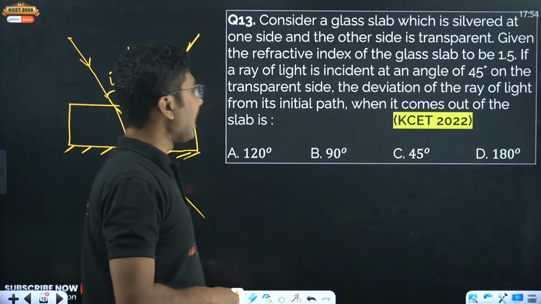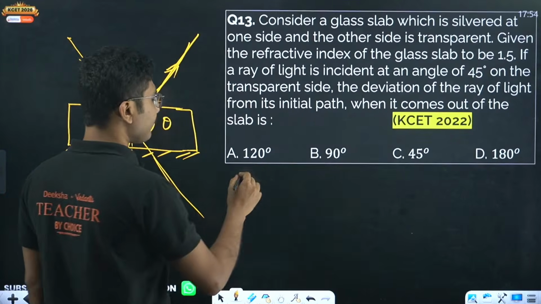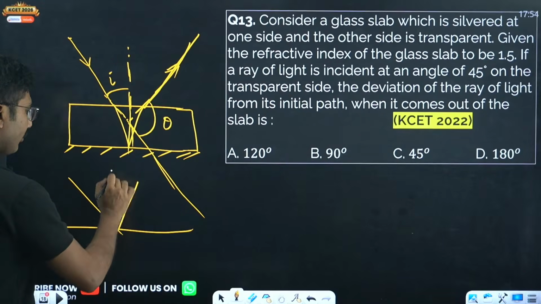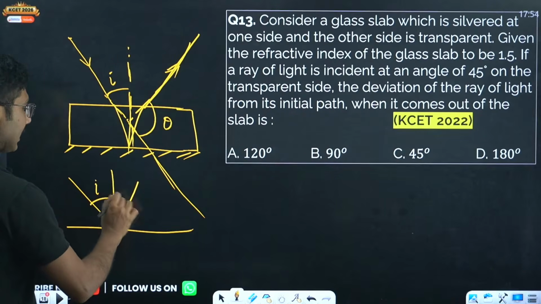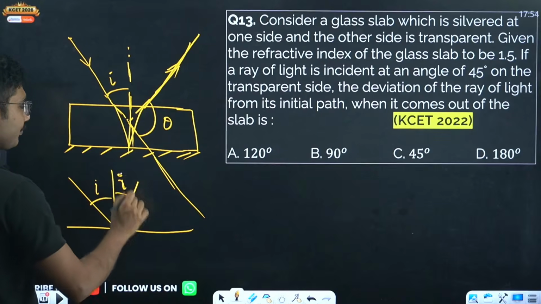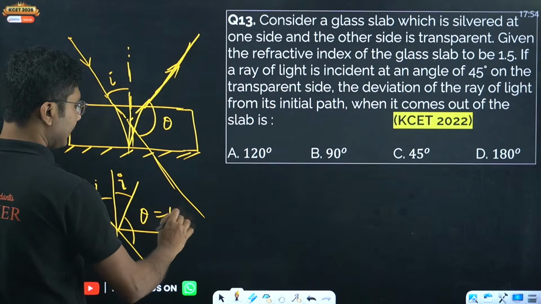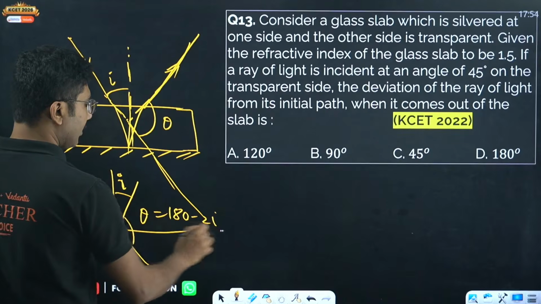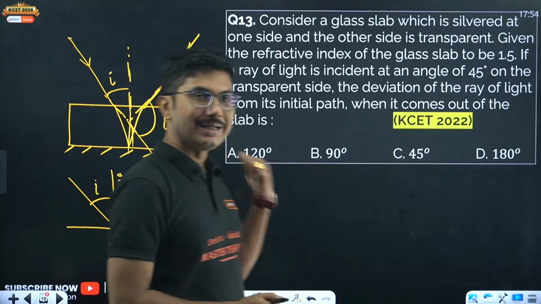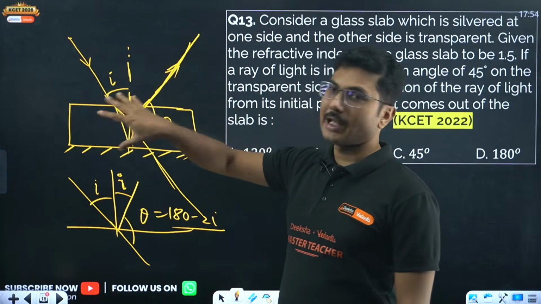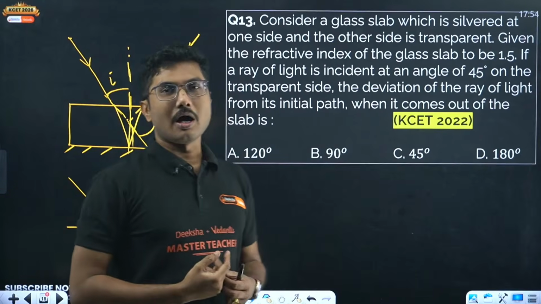What is the angle of deviation? For normal reflection, if this angle is i and this angle is also i, then the angle of deviation can be calculated as theta equals 180 degrees minus 2i. So the same formula is applicable here as well, even though they complicated the situation using a glass slab. A glass slab does not deviate.